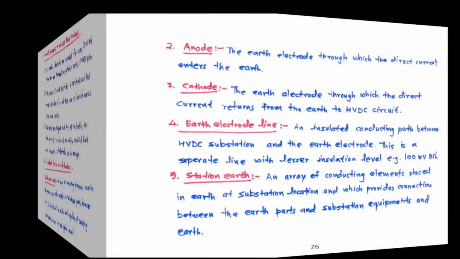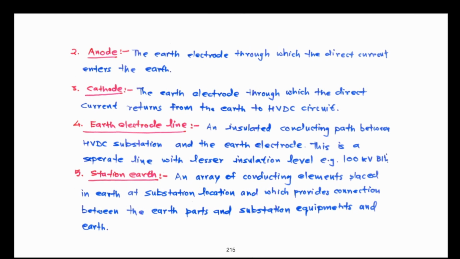Next. Now these are some basic definitions we will go through quickly. Anode for the earth electrode: an electrode through which direct current enters the earth.